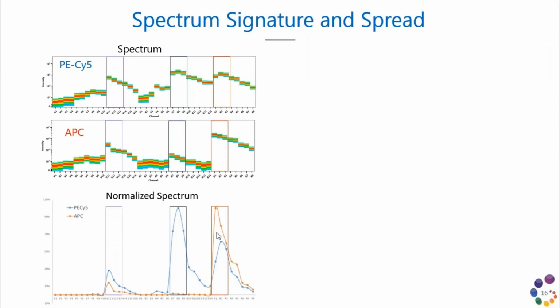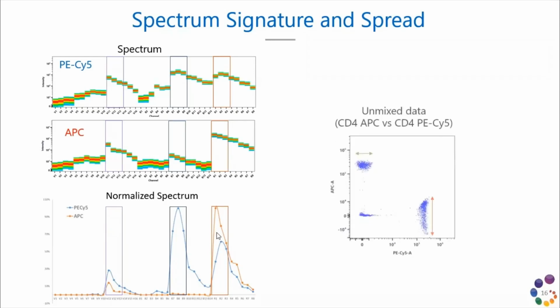How do we see this in the multicolor data? To demonstrate this, we prepared single-stain CD4 cells in APC and also in PE-Cy5, then mixed them together in the same tube and recorded them on the system. And here's what you see.